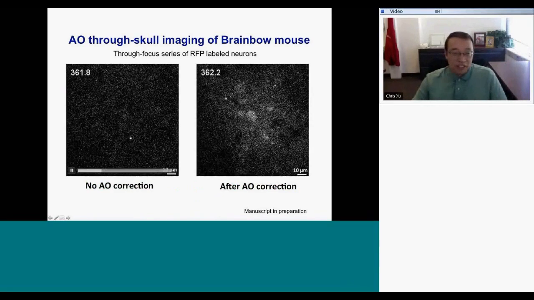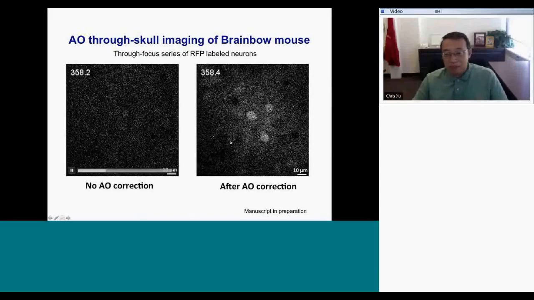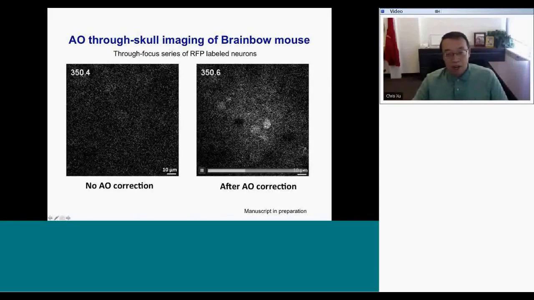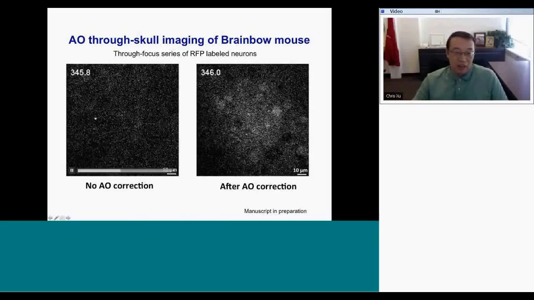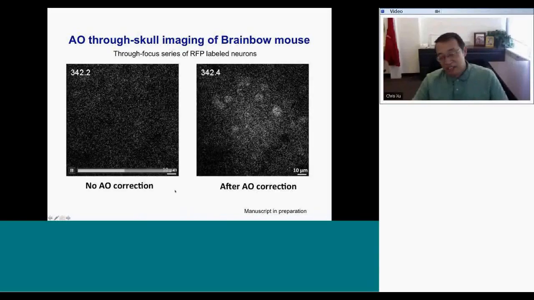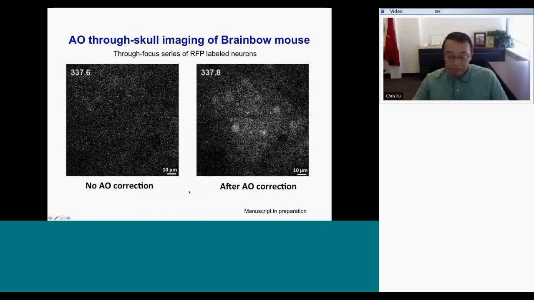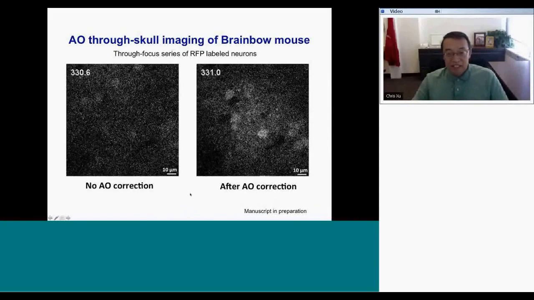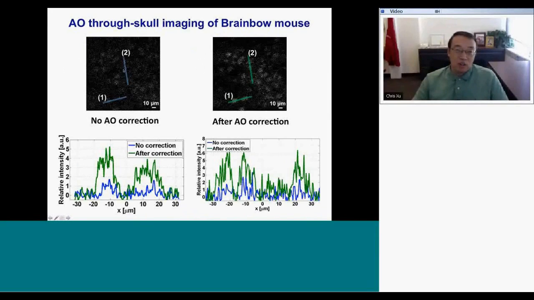So you can see on the left panel, no adaptive optics. On the right panel, with adaptive optics. You can see the neurons popping out. On the left panel, it's very hard to see if there's any neurons in this particular depth. And we can quantify this in the next slide, is that you can draw lateral profiles across certain areas in your image.